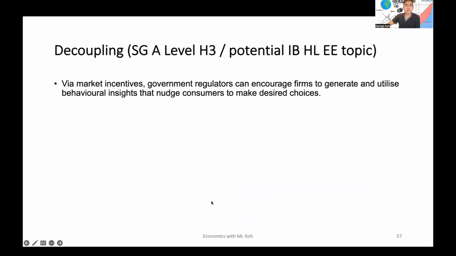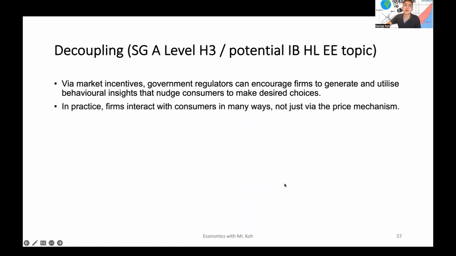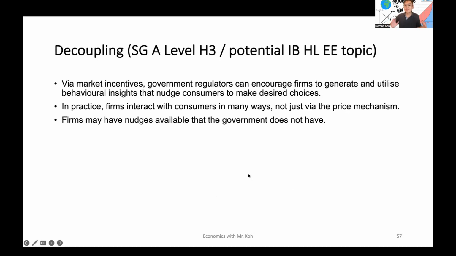So in terms of decoupling, via market incentives, government regulators can encourage firms to generate and utilize behavioral insights that nudge consumers to make desired choices. Right? Because in practice, firms interact with consumers in many different ways. It's not just via the price mechanism or the dollar vote signaling. It's not just about the prices. So firms may have nudges available that the government does not have.